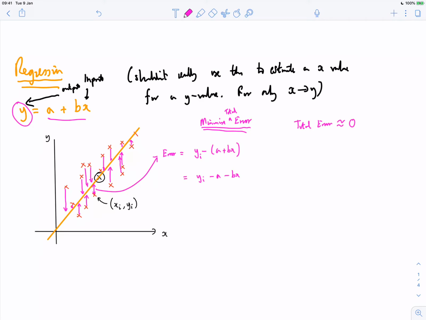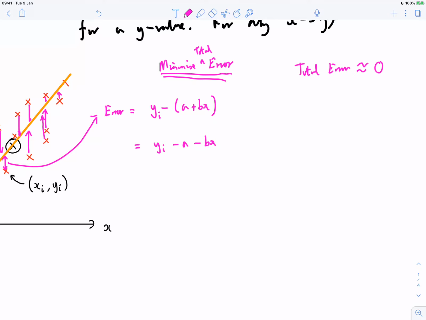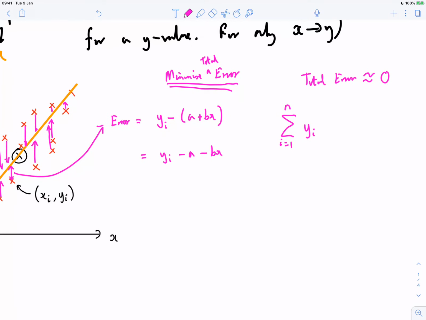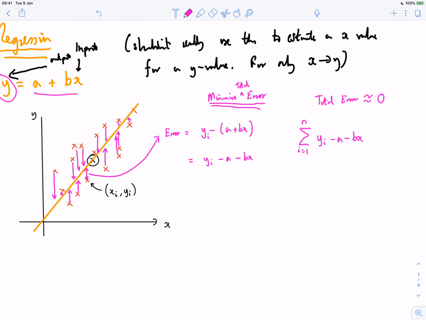Now, the total error would be if we summed up from 1 to n of all of these yi's, minus a minus b x's, like that. Okay. Now, I should really have made that xi like that. There you go. For a given input of x, if we do that to it, it should spit out a y. Yes, okay. So the sum of the errors should be this. We'll call it e for errors.